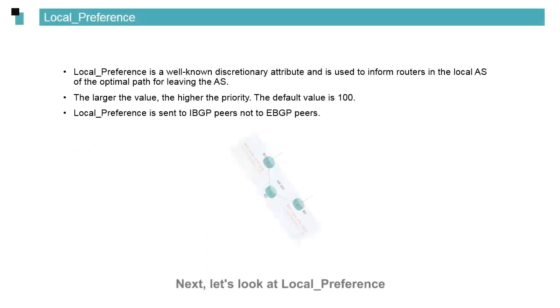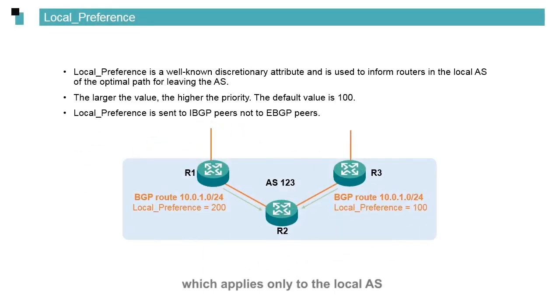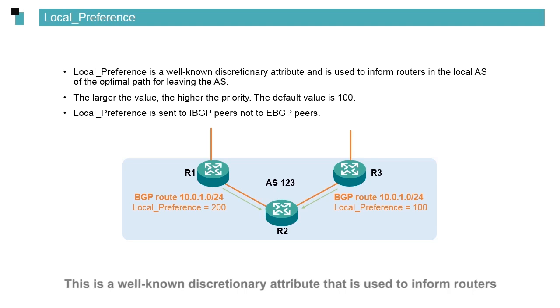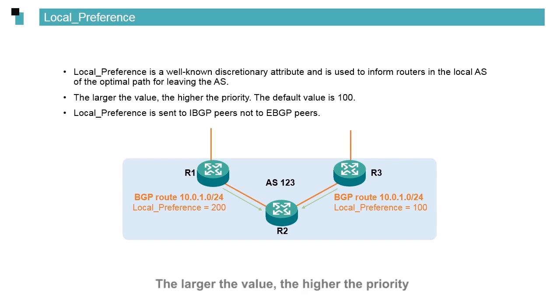Next, let's look at local preference, which applies only to the local AS. This is a well-known discretionary attribute that is used to inform routers in the local AS of the optimal path for leaving the AS. The larger the value, the higher the priority. The default value is 100.